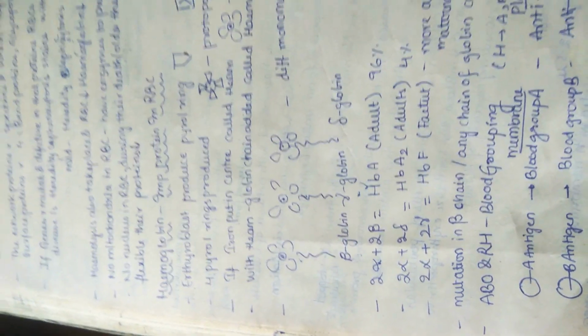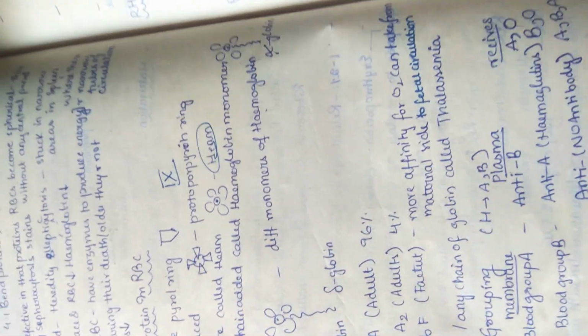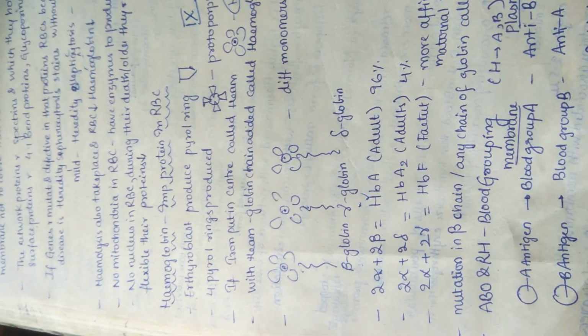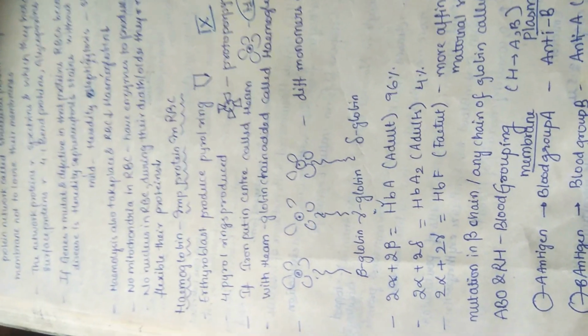And next, 2 alpha with 2 gamma is present in fetal life. It has more affinity for oxygen and can take it from the maternal side too. So you can understand, in the fetus we need more oxygen for the baby, so that the baby can easily take this oxygen from the maternal side to the fetal side.